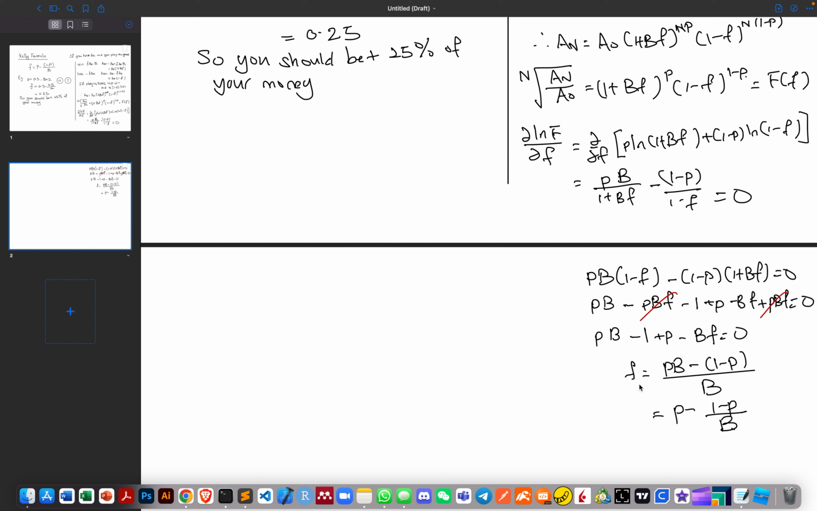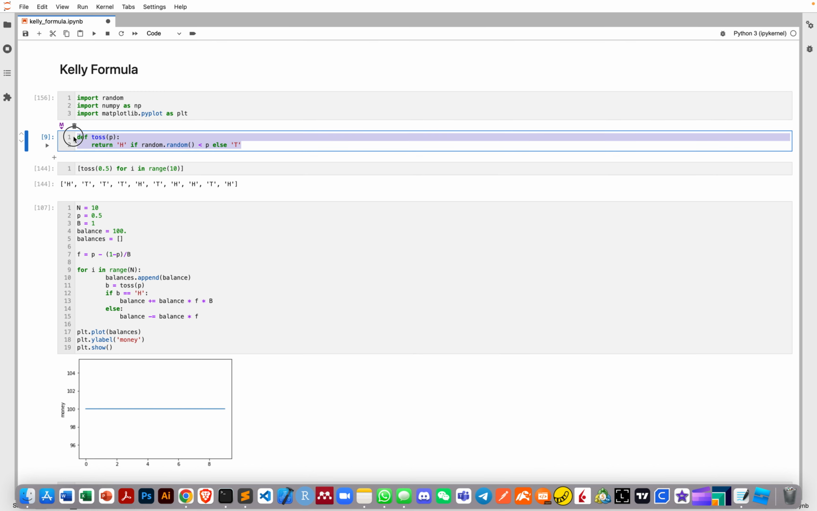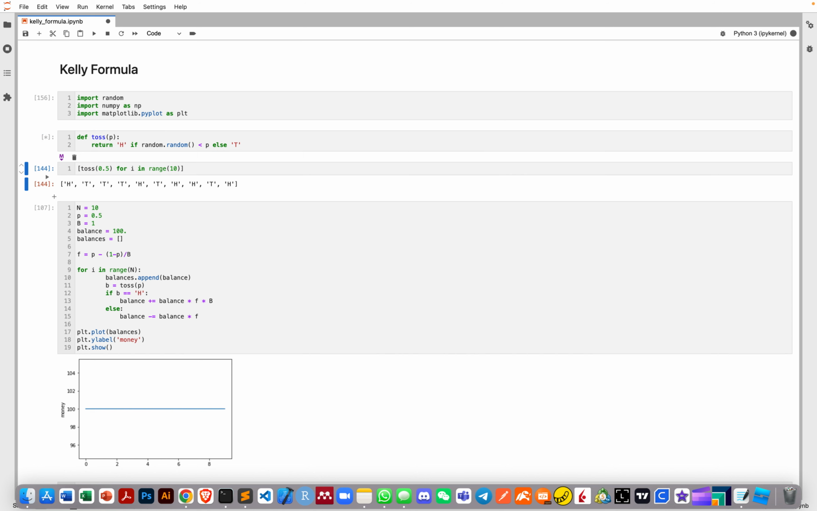Let's try out the coin tossing game and Kelly formula in Python. First, we will import all the libraries and we define a function to simulate the tossing of the coin. So if the random number is less than P, then we return head, else we return tail. Let's try it for 10 times. So we get some heads and some tails.